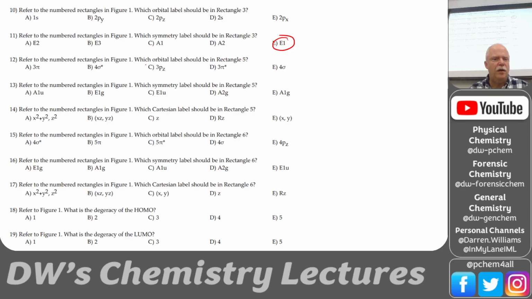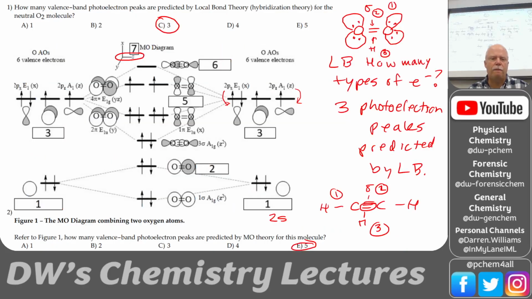And then rectangle 5. What's the orbital label for rectangle 5? Okay, here's one of those that has that plus minus pattern. You just need to figure out what plane defines that pattern. In this case, that's the plane of the paper, so that's the XZ plane. So this is going to have XZ symmetry. Everybody get okay? Are you okay with that? Yeah. Okay.